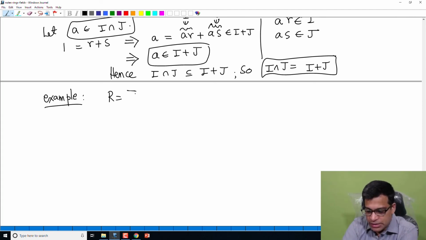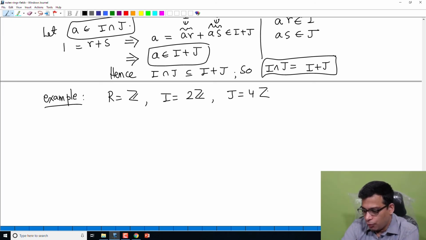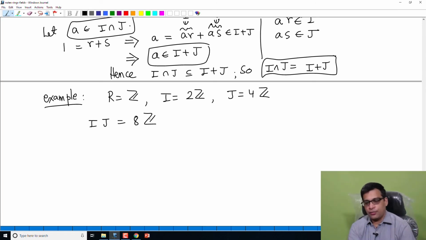So let's take R to be Z and I to be 2Z and J to be 4Z. So the ideal I is all even integers, the ideal J is all multiples of 4. What is IJ? In this case, you can check that it is simply 8Z. So you take products of elements of I with elements of J, and you add them. Everything happens to be a multiple of 8 because 2 times 4, that is a crucial idea. And what is I plus J?